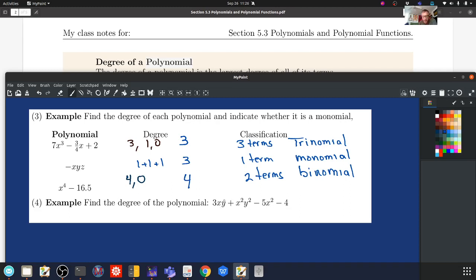So find the degree of the polynomial given. Let's look at the degree of each term. The degree of the 3xy term is 1 plus 1, so that has degree 2. The degree of the x squared y squared term is the sum of the exponents, that's degree 4. Degree 2, degree 0. So we take the max of all of these numbers, and the maximum is 4. So the degree of this polynomial is 4.